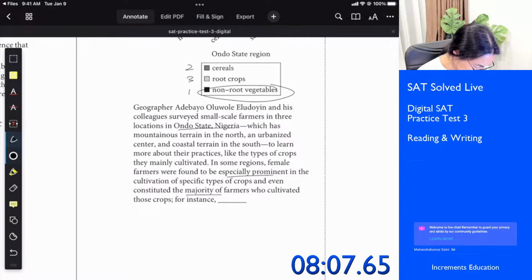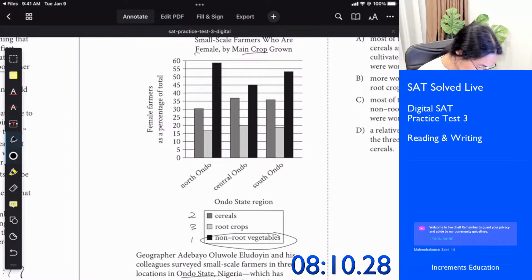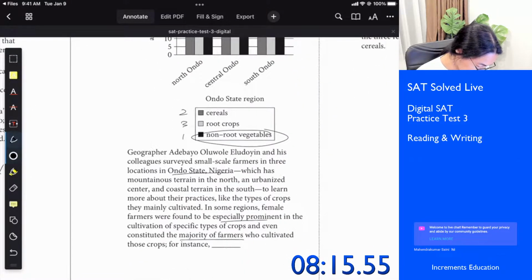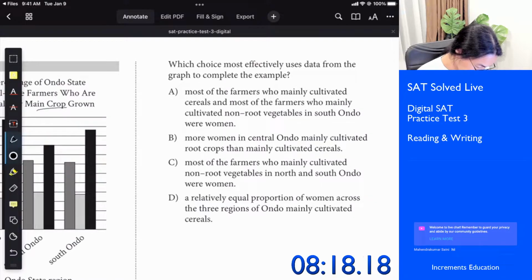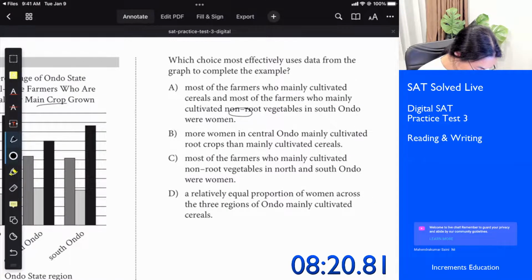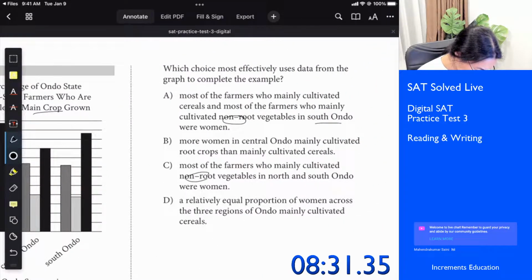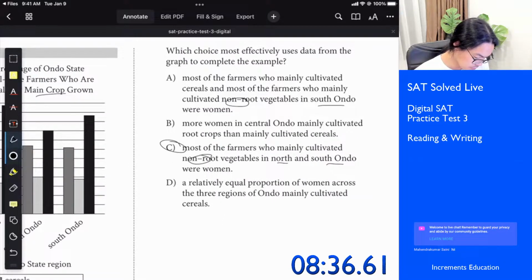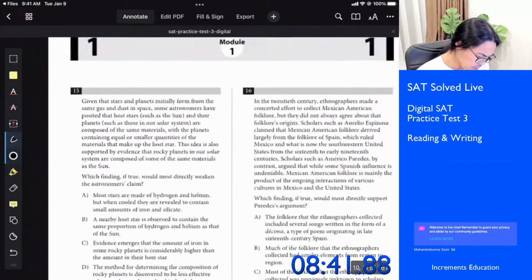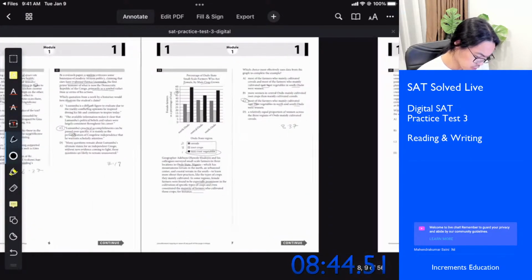And even constitute the majority of farmers. Okay, we need to talk about the majority. So majority in north and south. In north and south for non-root. Non-root. What? Okay. Yeah, this is exactly what I was looking for. Okay, 837. Yeah, I'm starting to think you don't really need to read the chart before.